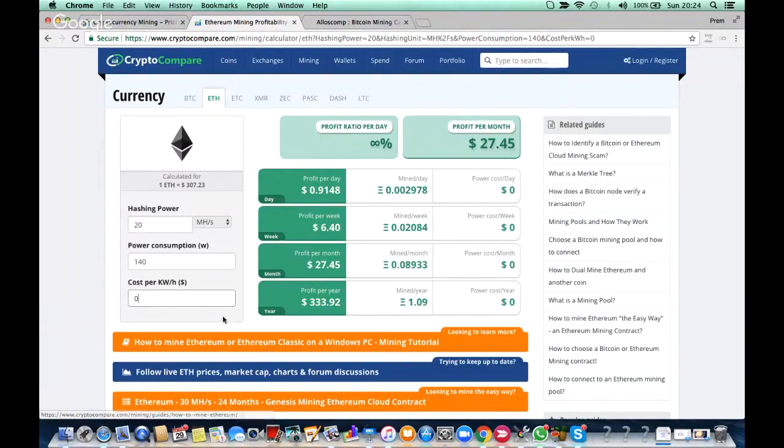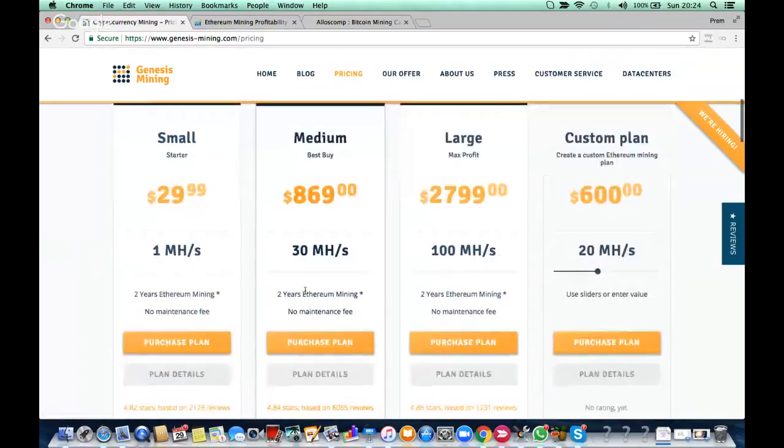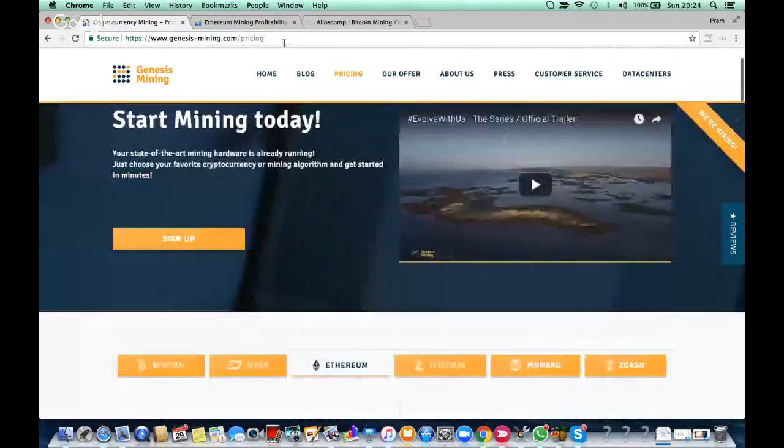And what I get here is basically the result right here straight away. It's not giving me a profit ratio because I didn't put any power cost. Why? Because all the altcoin mining contracts, except for Bitcoin, all the others, Dash, Ethereum, Litecoin, Monero, and Zcash, are 2-year fixed contracts with no maintenance fee. You will see that right here, 2 years Ethereum mining, no maintenance fee. Why is that? I'll explain that to you in a moment, don't worry. But let's just cover this.